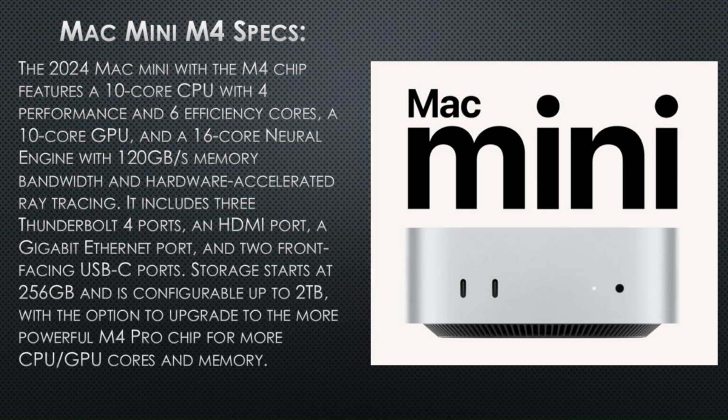Mac Mini M4 specs. The 2024 Mac Mini with the M4 chip features a 10-core CPU with 4 performance and 6 efficiency cores, a 10-core GPU, and a 16-core neural engine with 120 GB per second memory bandwidth and hardware-accelerated ray tracing. It includes 3 Thunderbolt 4 ports, an HDMI port, a Gigabit Ethernet port, and 2 front-facing USB-C ports. Storage starts at 256 GB and is configurable up to 2 TB, with the option to upgrade to the more powerful M4 Pro chip for more CPU/GPU cores and memory.